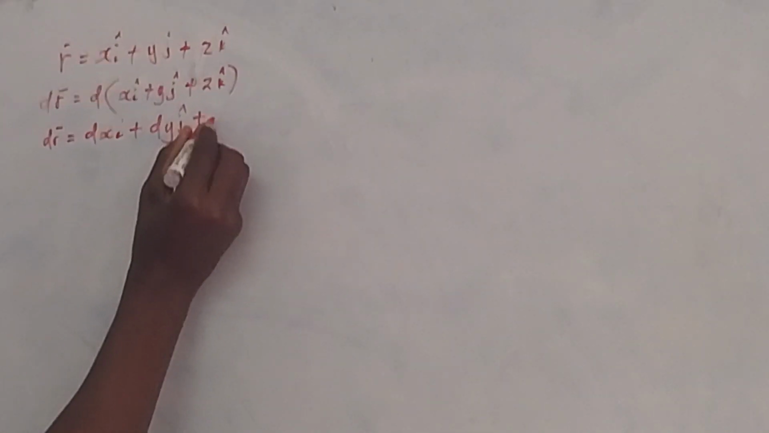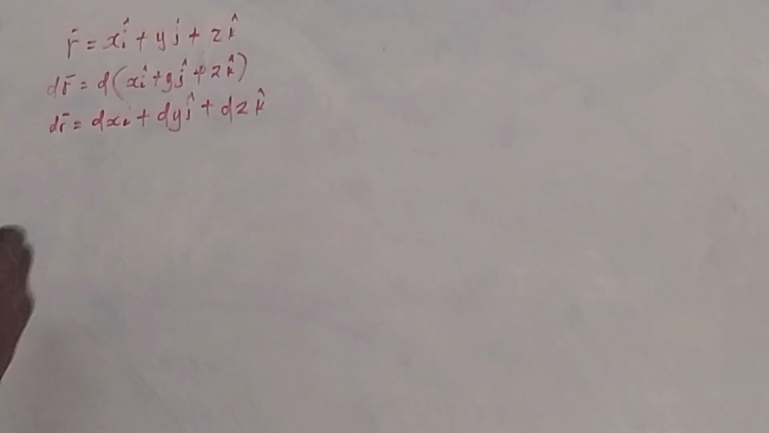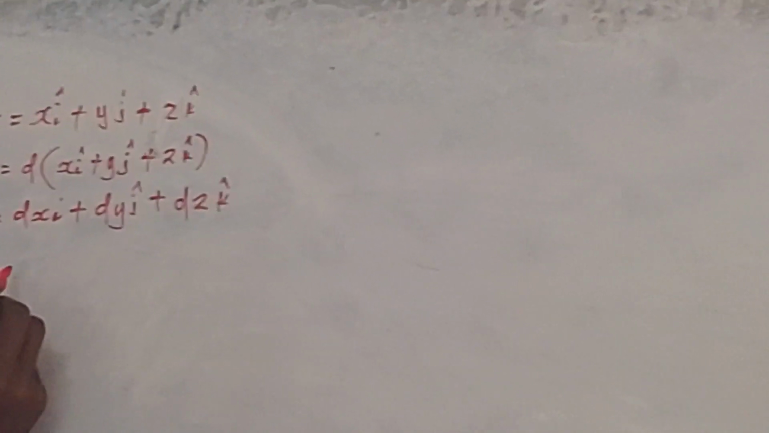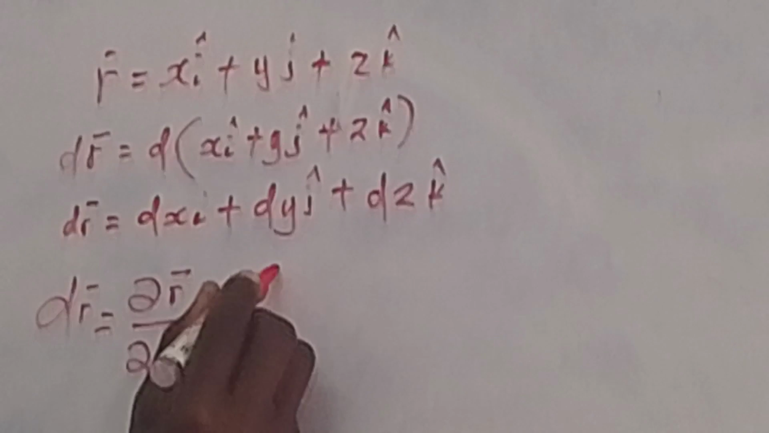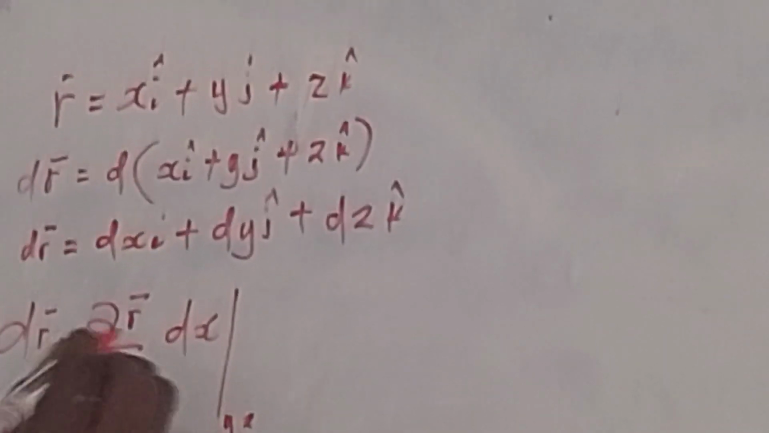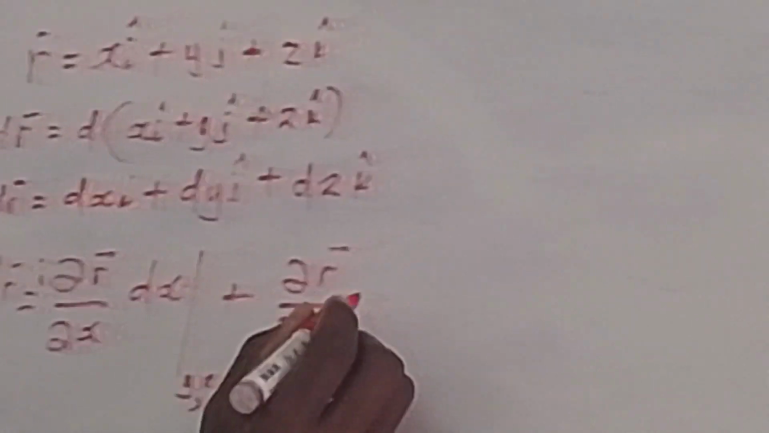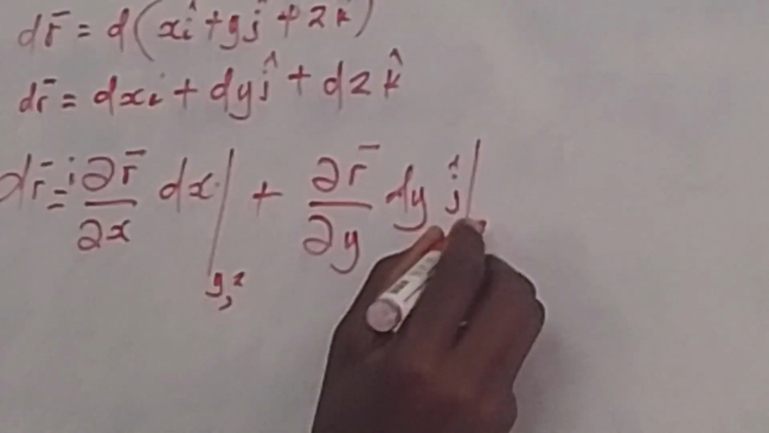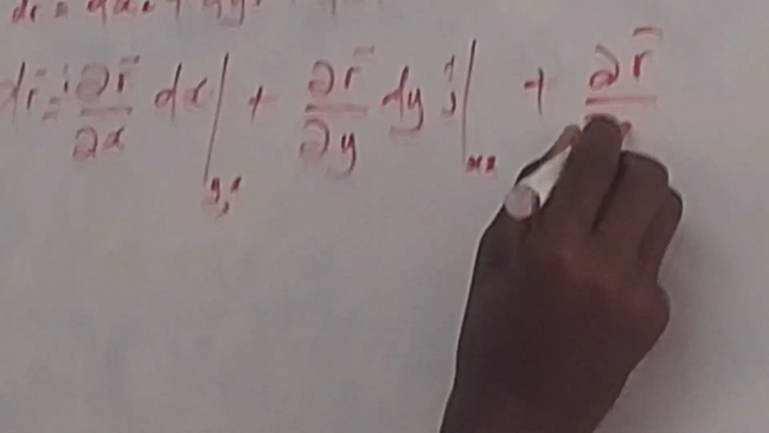From multivariate calculus, dr is equal to dx i plus dy j plus dz k. If our radial vector r is represented in three coordinates, let's say the first coordinate is x, the second is y, and the third is z, then we can find our total derivative in terms of partial derivatives, whereby dr is equal to the partial derivative of r with respect to x, keeping y and z constant, dx, plus the partial derivative of r with respect to y, keeping x and z constant, dy, plus the partial derivative of r with respect to z, keeping x and y constant, dz.